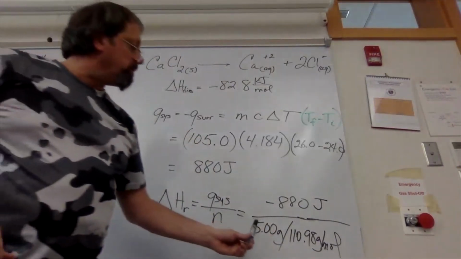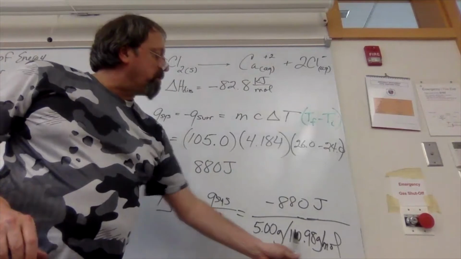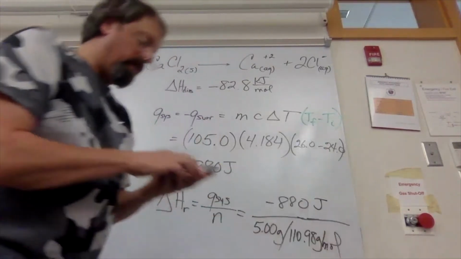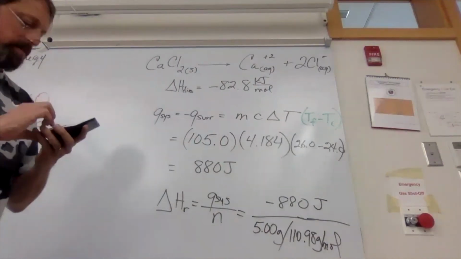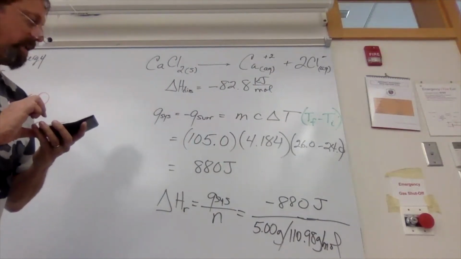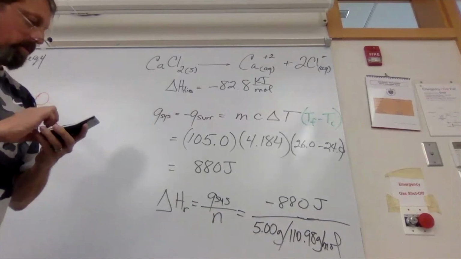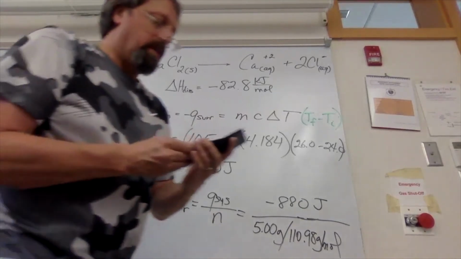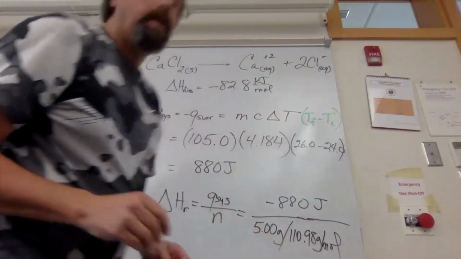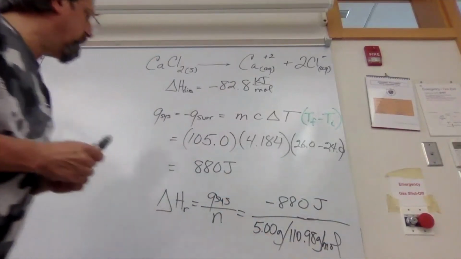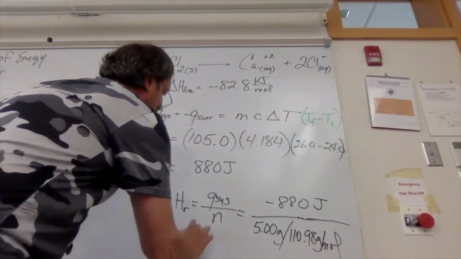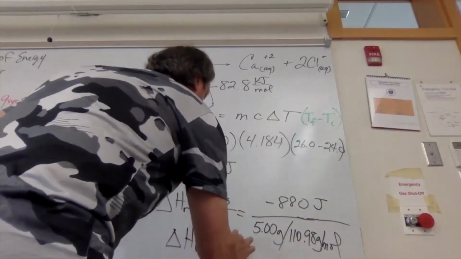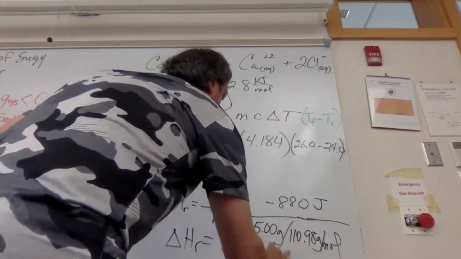Now, the number of moles of calcium chloride is the 5 grams divided by its molar mass. So that's another calculation that I'm going to have to do here. So that's 880 divided by 5 equals that, times 110.98 equals that. And that comes out to be 19,500 joules per mole.